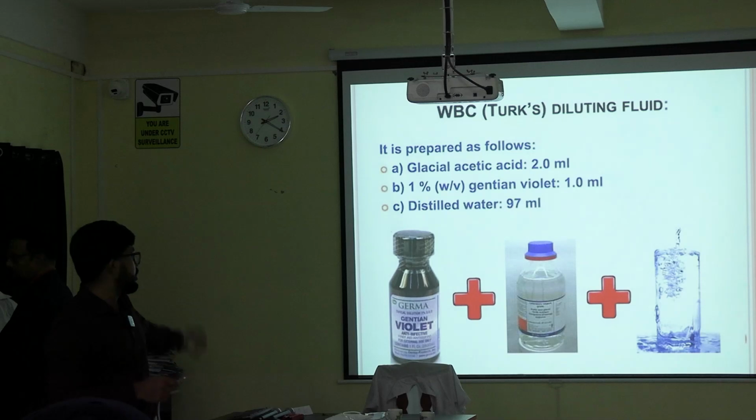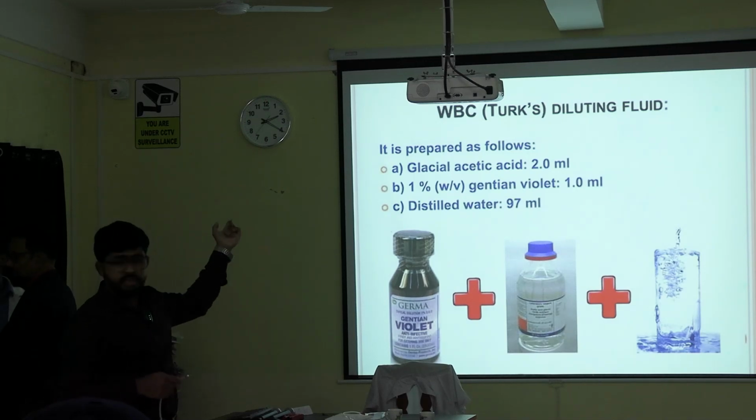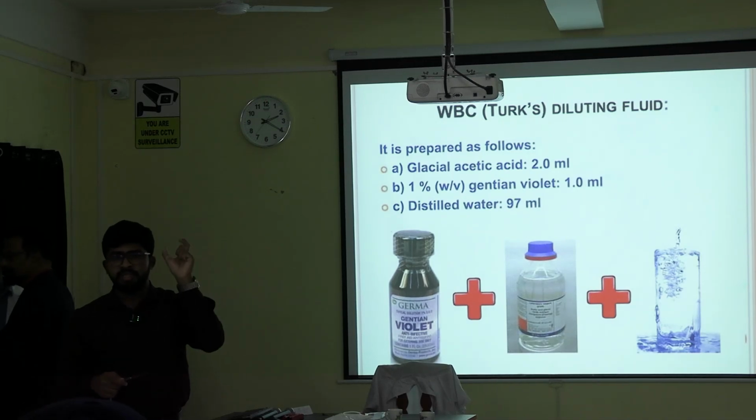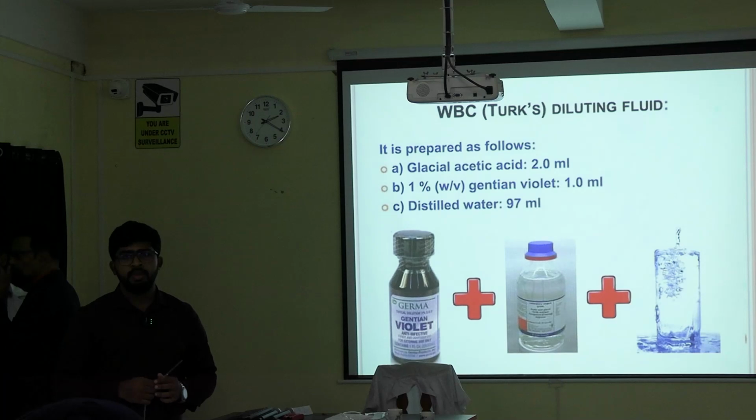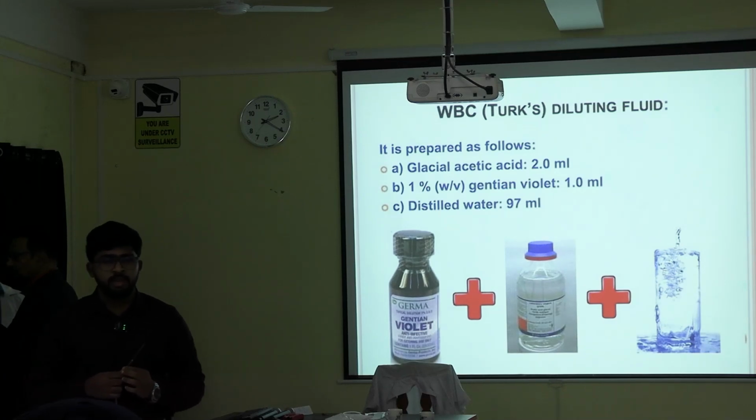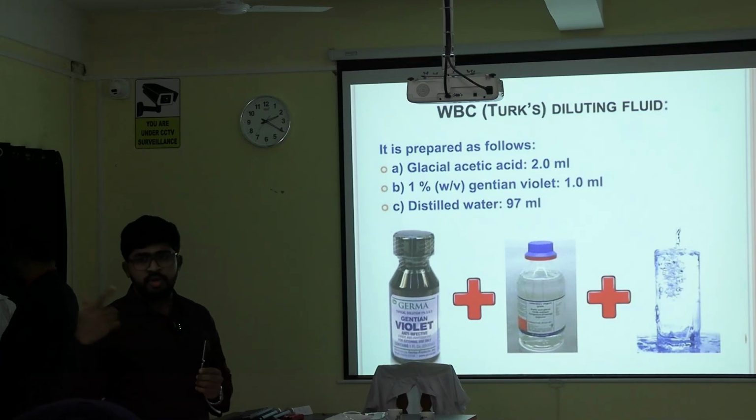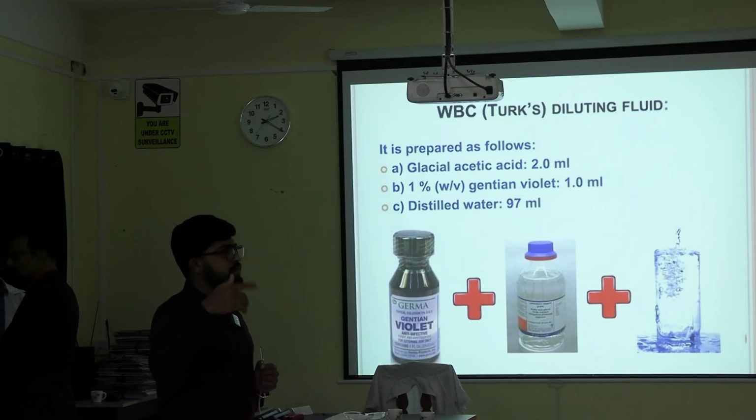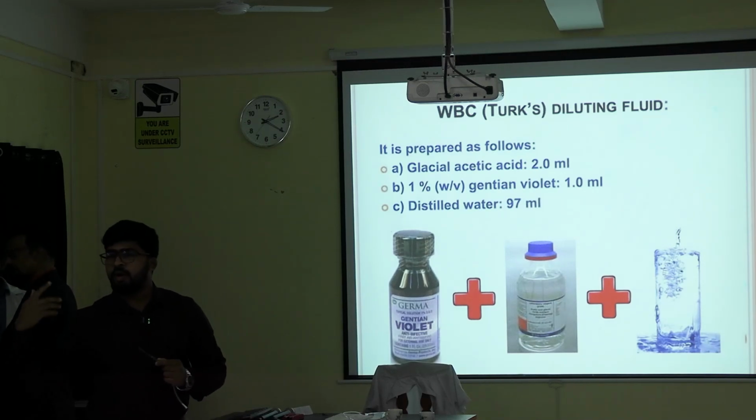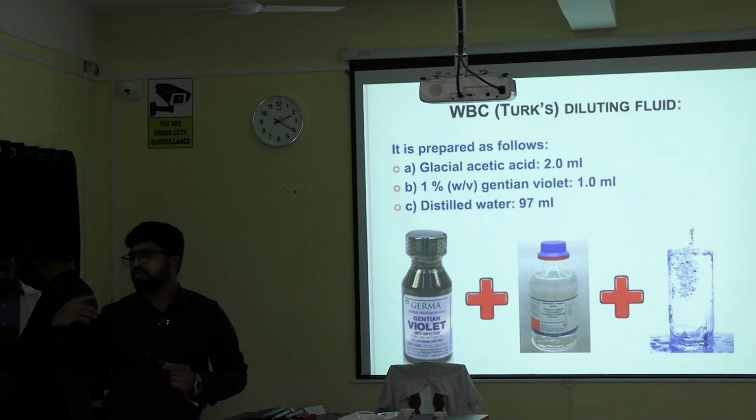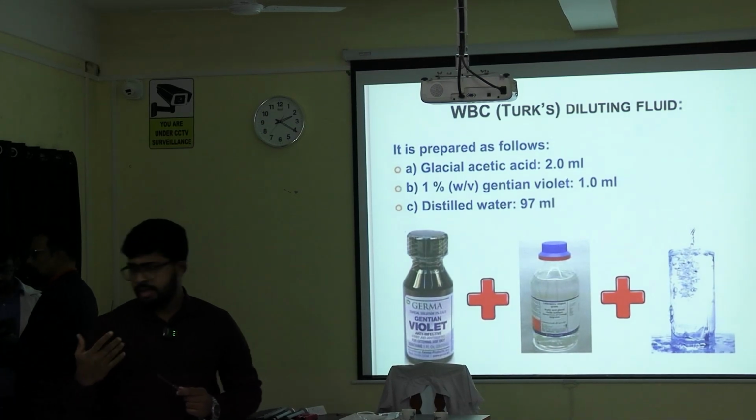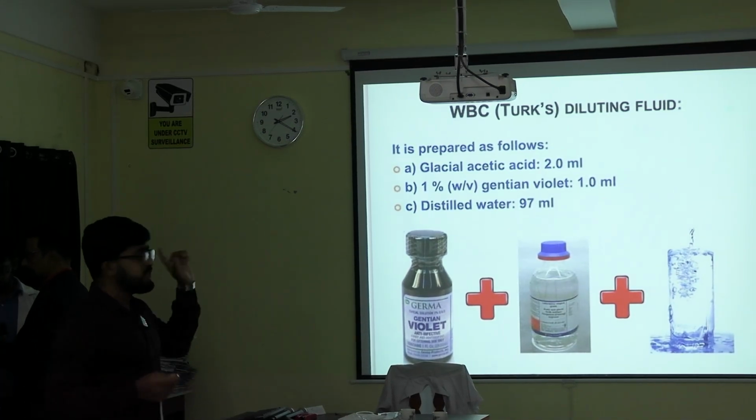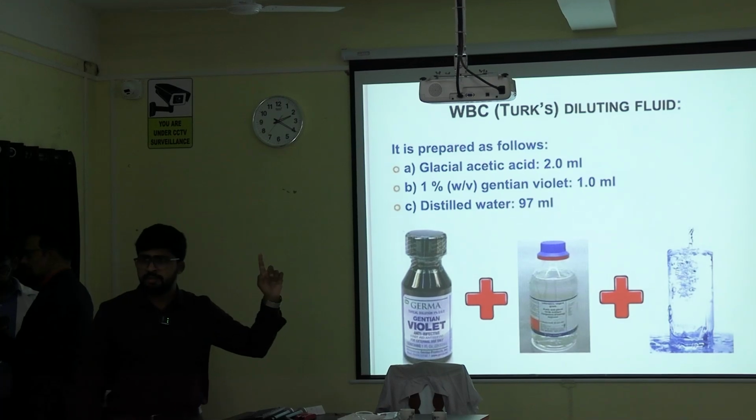What do you mean by 1% gentian violet, 1% weight by volume? Can anyone tell? What does it mean? 1% weight by volume means 1 gram in 100, not 1000. Okay. What is the function of the glacial acetic acid?